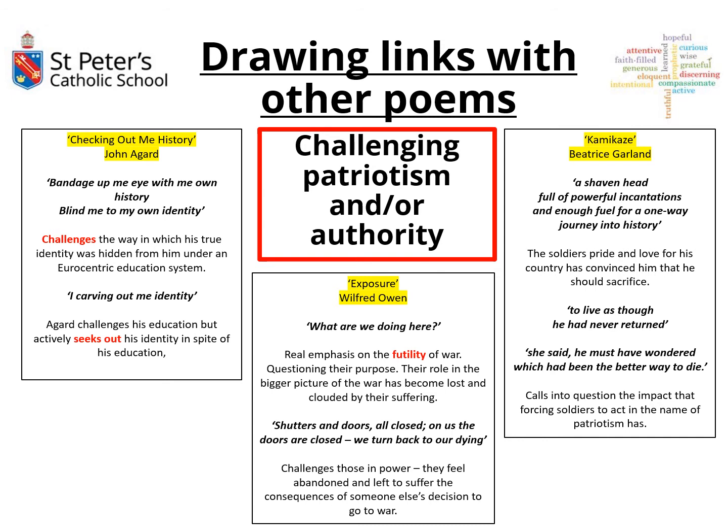And then these lines afterwards come from towards the end of the poem. "To live as though he had never returned, she said he must have wondered which had been the better way to die." So at this moment, it is really quite sad. And it calls into question the impact that forcing soldiers to act in the name of patriotism has. So this soldier felt compelled to give up his own life in the name of patriotism because it's embedded in his culture that it is honourable to do this.